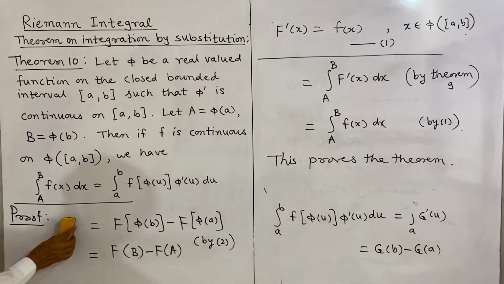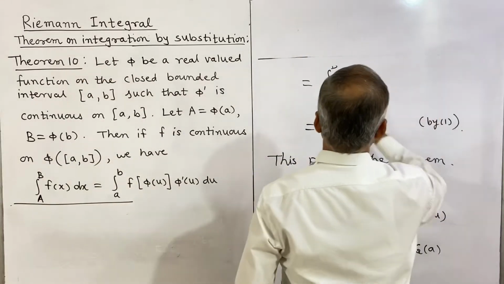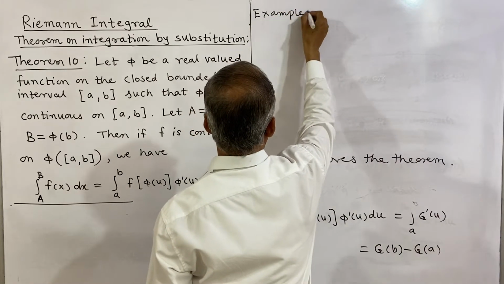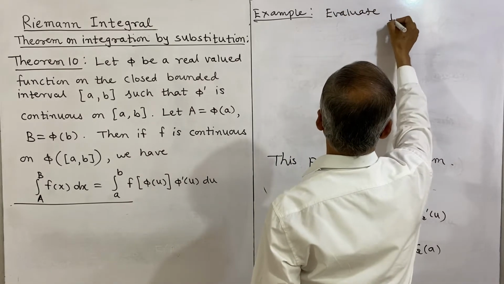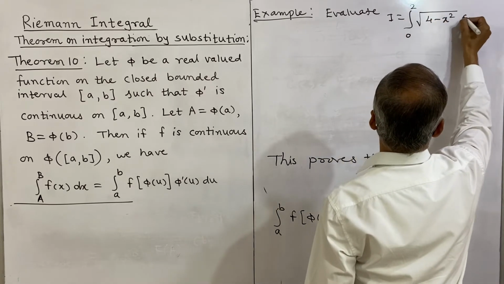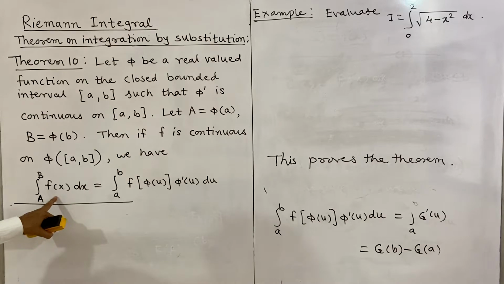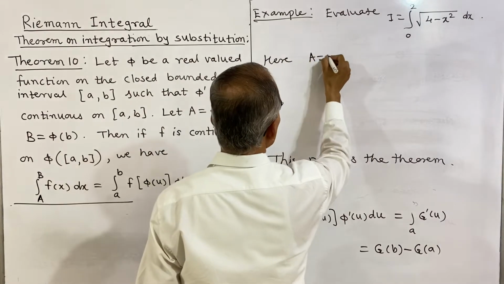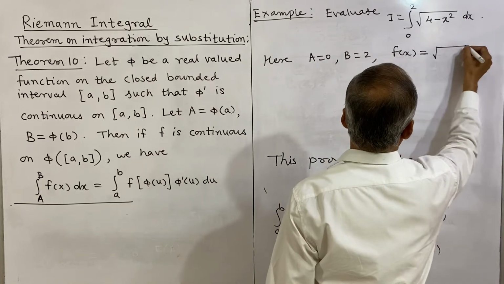Now, we will consider an example to illustrate this theorem. Example: evaluate the integral I equal to the integral from 0 to 2 of the square root of 4 minus x square dx. We shall evaluate this integral using this method. This is our left side integral, the integral from capital A to capital B of f of x dx. So, here capital A is 0, capital B is 2, and f of x is equal to the square root of 4 minus x square.